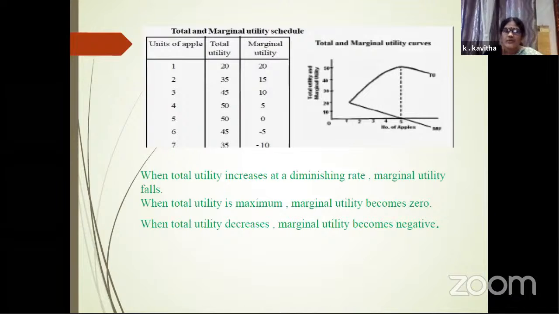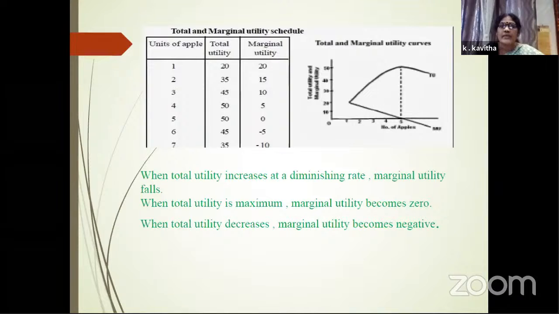Here, what is happening? Total utility is increasing, but at a diminishing rate. Fourth and fifth, by consuming the fourth and fifth apple, we got the same utility, 50, 50. So 50 minus 50 is equal to 0, marginal utility is 0. And the sixth unit, what happened here? Total utility also declined to 45, and the marginal utility becomes negative. If you go on using the seventh one, the total utility is only 35, which gives minus 10.